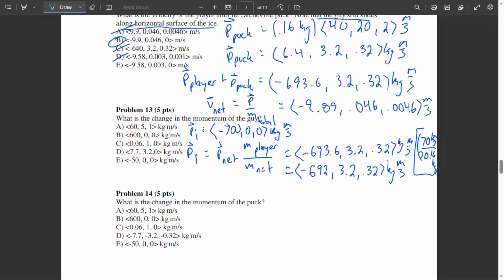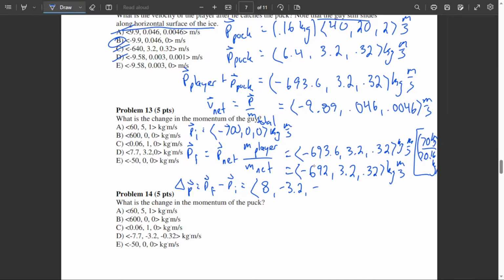So our change of momentum is just going to be final minus initial, which is going to equal around minus 8, or sorry, positive 8. Be careful with your negatives. Positive 8 minus 3.2 minus 0.32.